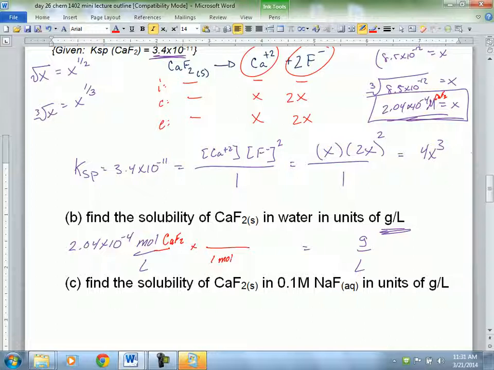And 1 mole of CaF2, I have so many grams of CaF2. So my answer will be grams of CaF2 per liter. So I just got to figure out what the molar mass is. What is it? Okay, around 78, Sabina says. So take that times 78, about 0.016 grams of calcium fluoride per liter. Okay.